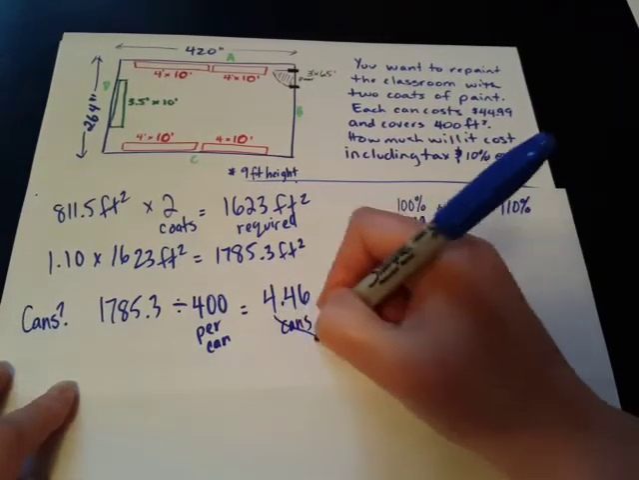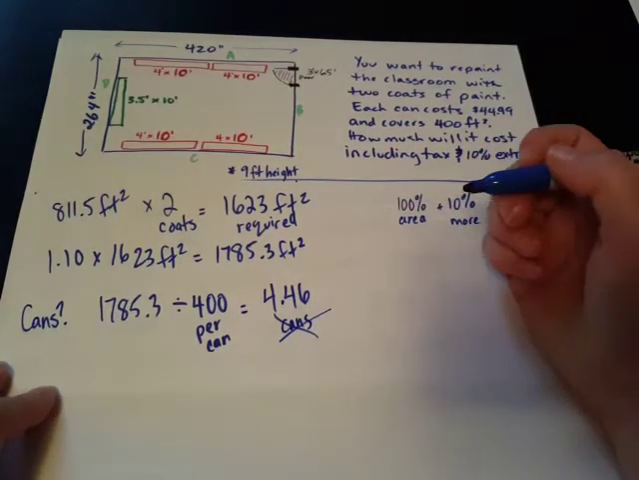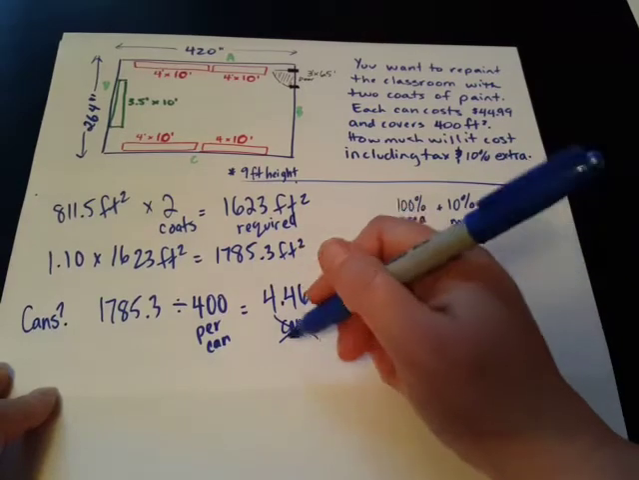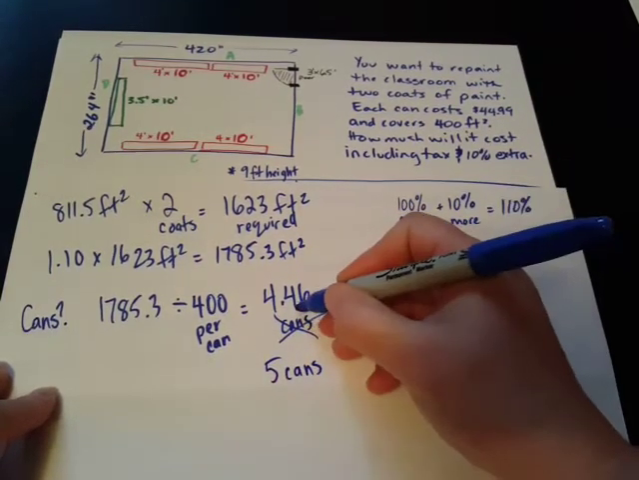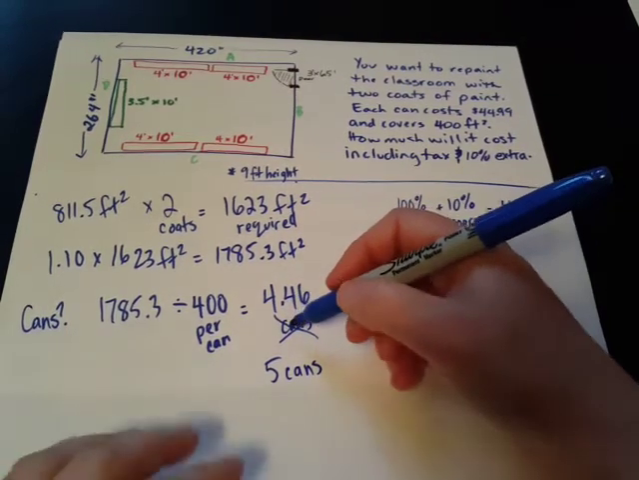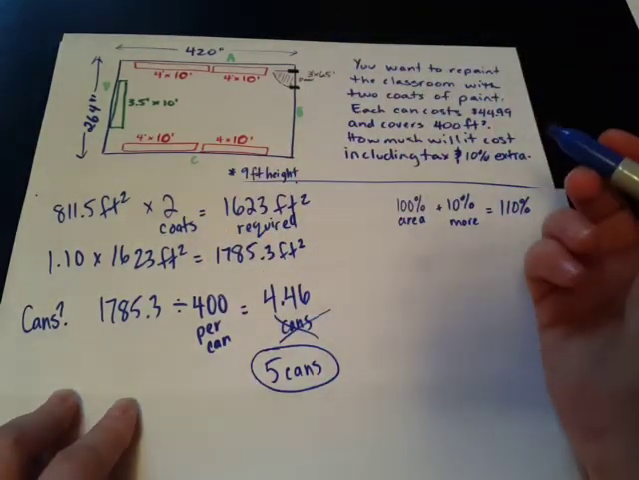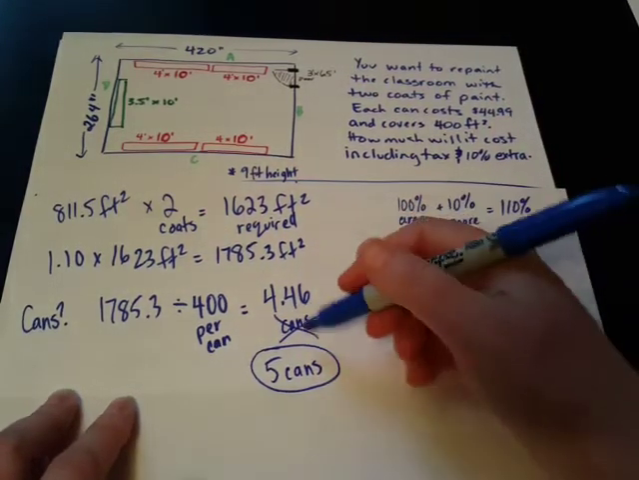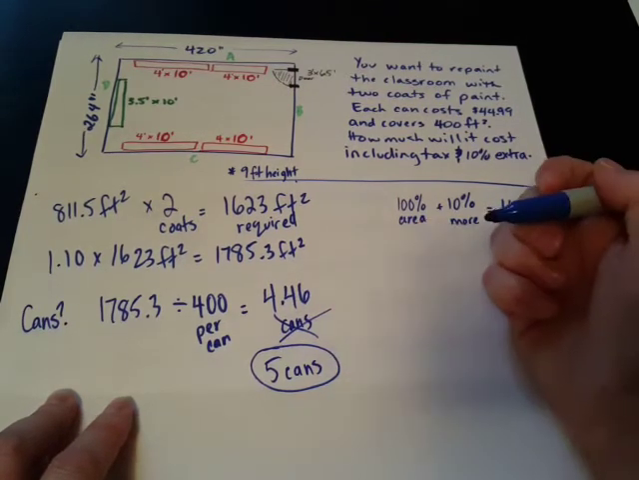But of course, that's not possible. We can't go into Rona and get 4.46 cans. So we're going to have to round this up to 5 cans. Even if, normally with a 0.4, you don't round up, even if it's 4.1, you still need to round that up, because where are you going to get that extra paint from? So we're rounding it up and we're purchasing 5 cans.